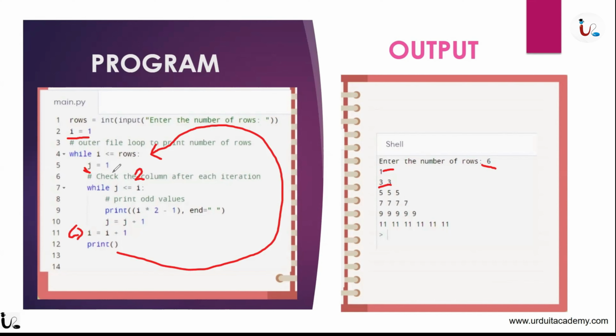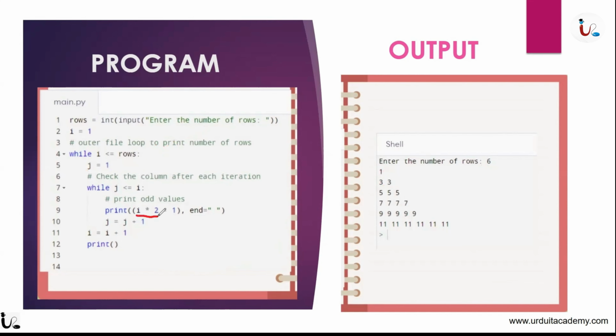Same way, in the next execution when I becomes 3, 3 into 2 is 6, 6 minus 1 is 5. That's why here it is printing 5. Next time when I becomes 4, 4 into 2 is 8, 8 minus 1 is 7. That's why we are getting 7 here. Like that, the while loop will execute.